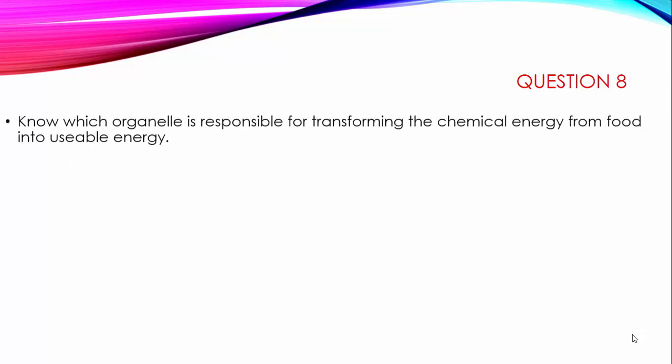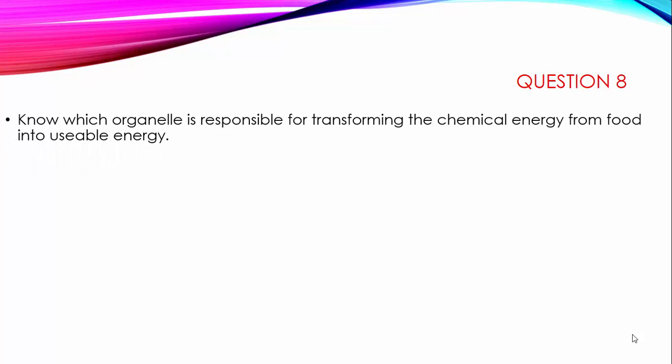All right, number 8, know which organelle is responsible for transforming the chemical energy from food into usable energy. And this is everybody's favorite. I think everybody's going to get this one. It is the mitochondria. Just on a side note, mitochondria is the plural form. Mitochondrion is the singular form. Cells can contain more than one mitochondria, so we would say the mitochondrion in the cell.